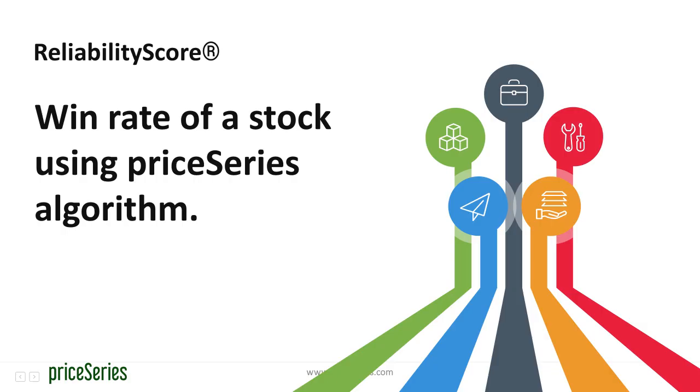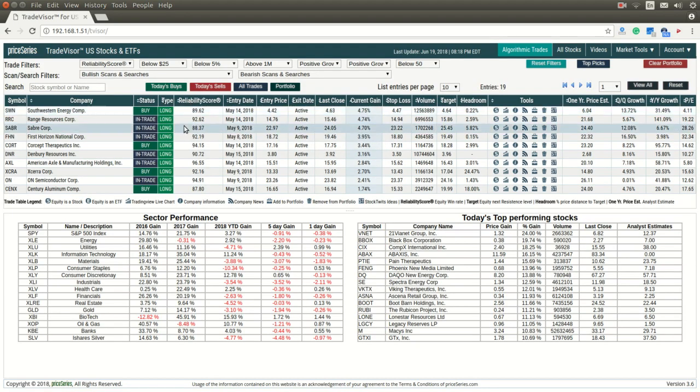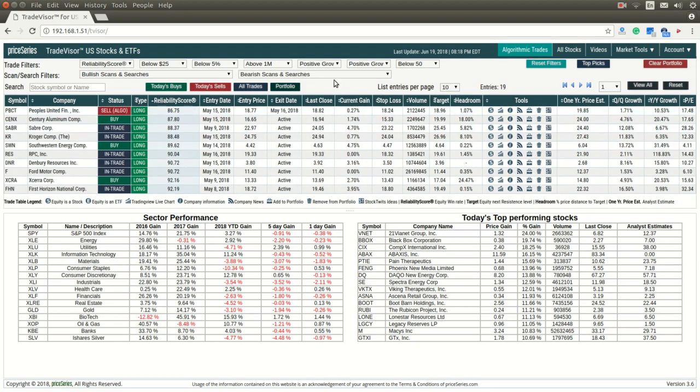Our next tool is the Reliability Score, which uses the win rate of the price series algorithm. This algorithm is calculated using publicly available market data collected over 20 years. A trader can use the reliability score values to compare between 2 stocks. A higher reliability score indicates a greater likelihood for profitable trade. Reliability score values can be sorted in ascending or descending order by clicking on the column header.